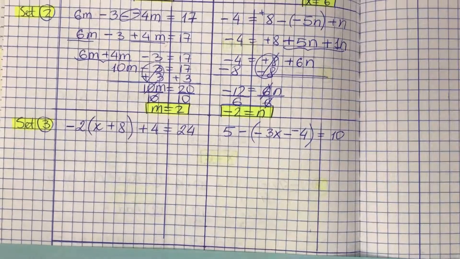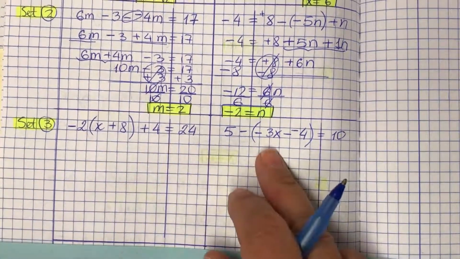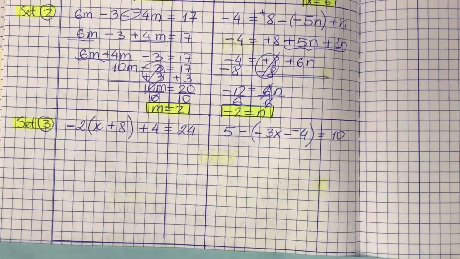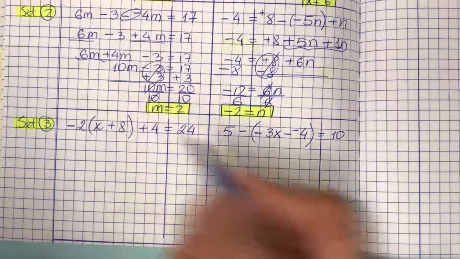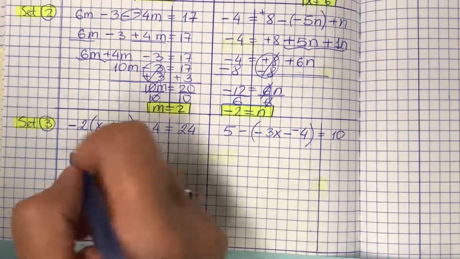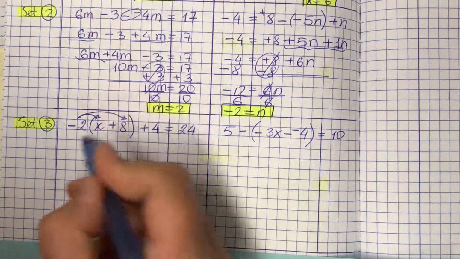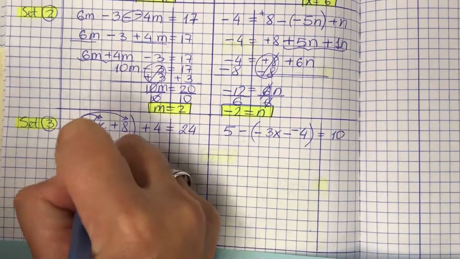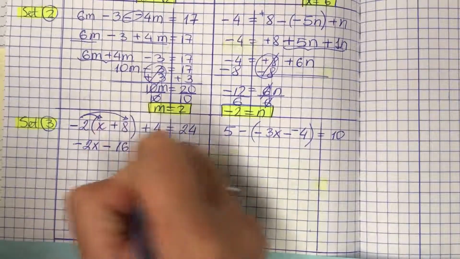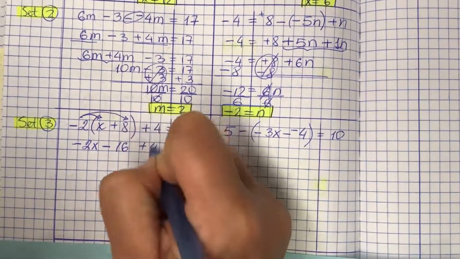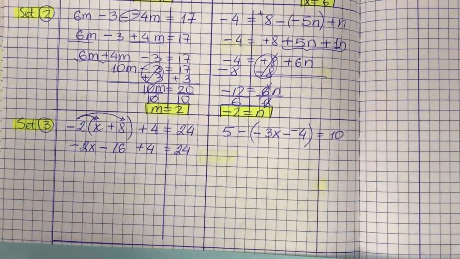In the next example, I'm adding distributive property. So the next set is going to be distributive property involved. When we distribute, we multiply the number outside by each term inside. So I have distributive property first, where negative 2 times x is negative 2x. Negative 2 times 8 is negative 16. Bring down the plus 4. Bring down the equals, the 24.